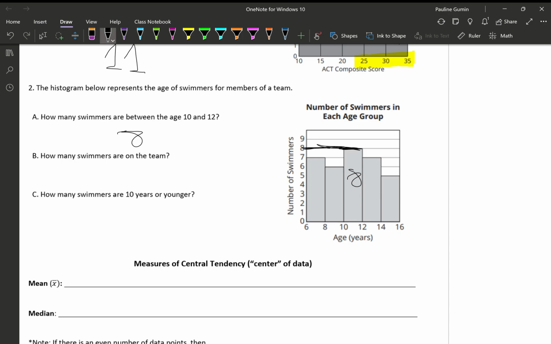How many swimmers were on the team? Well, once again, we've got to see the height of each bar, and we're going to add it all up. 7 plus 6 plus 8 plus 7 plus 5 gives us 33 swimmers. Letter C asks us how many swimmers are 10 or younger. 10 is right here. Younger is less than 10. So that's between the ages 6 and 8, and 8 and 10. So that's 7 and 6. 7 plus 6, 13 students.